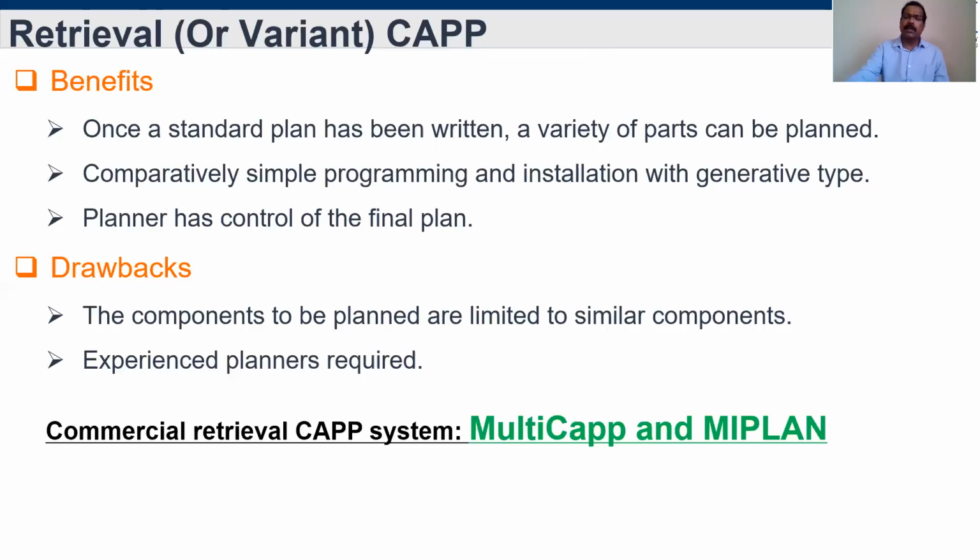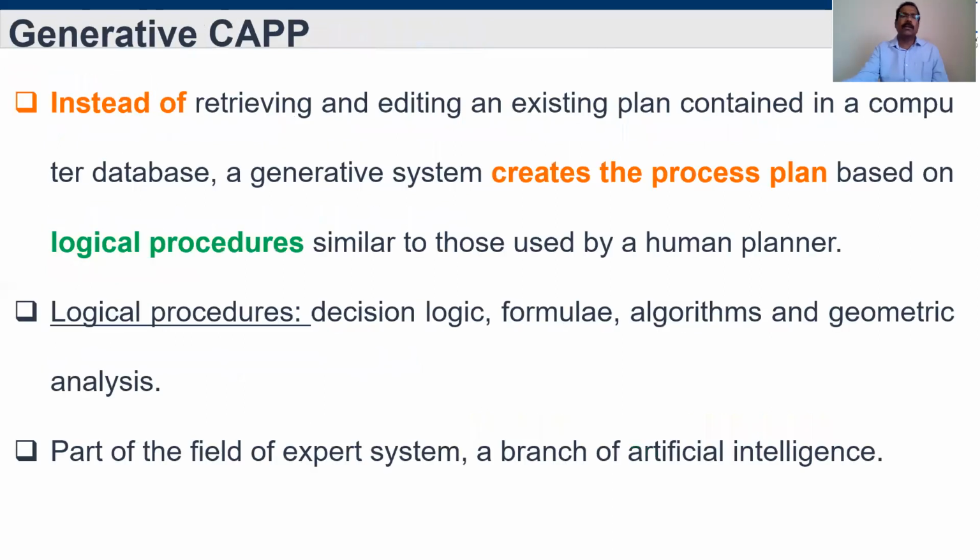Okay, it is very happening one. Okay, then next let's go to generative type computer aided process planning. So what is it, in simple way?